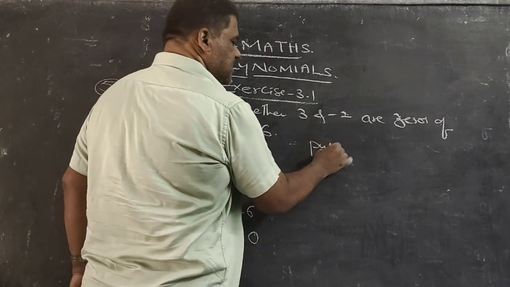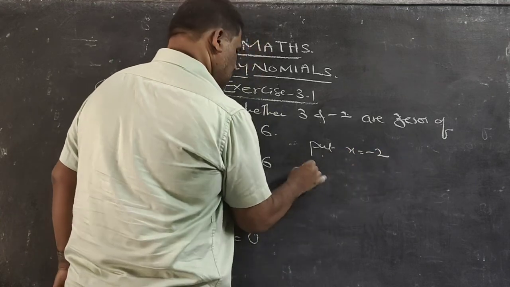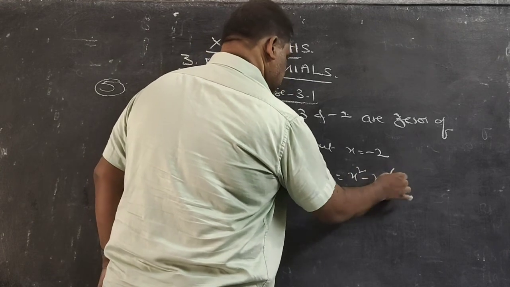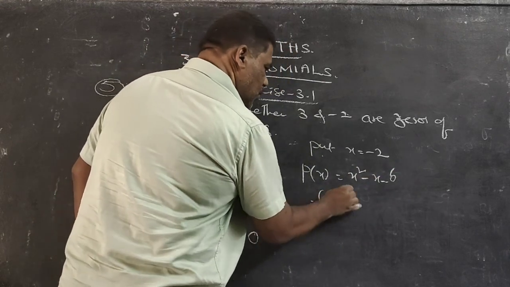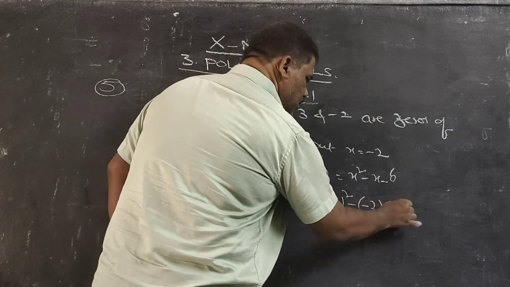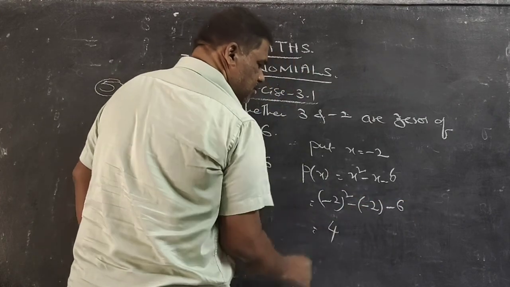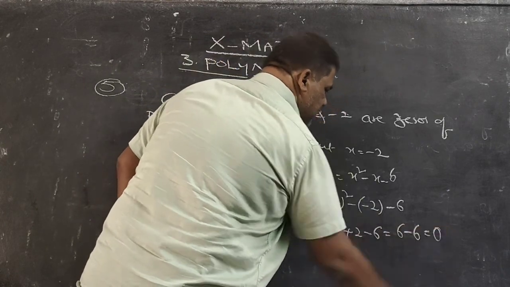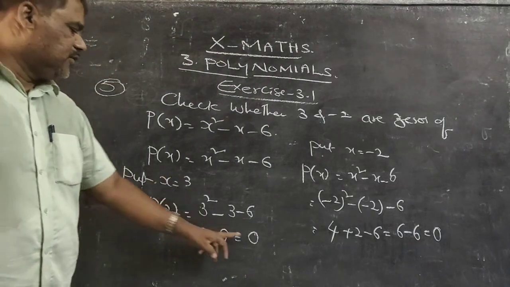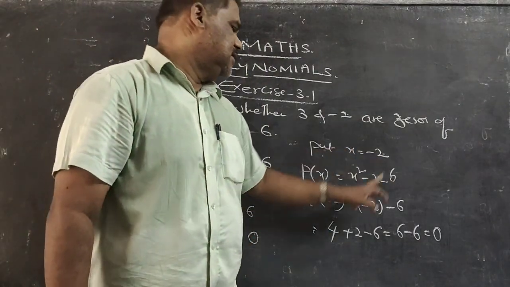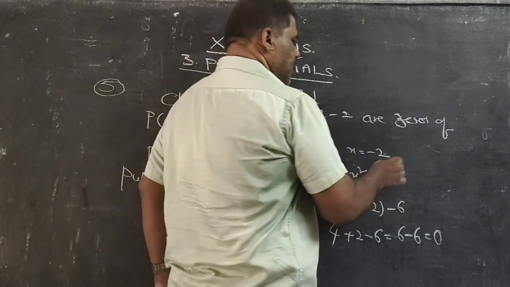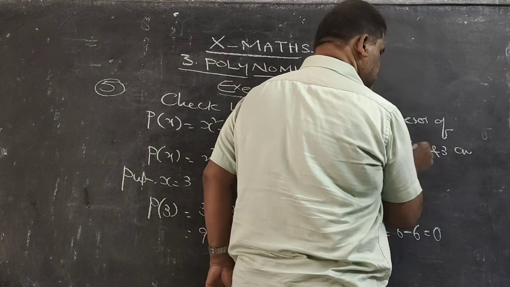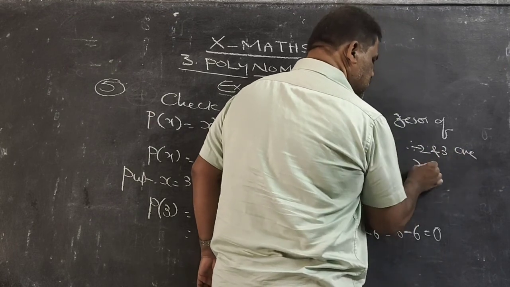Next you substitute x is equal to minus 2. P of x is equal to x square minus x minus 6. That is minus 2 whole square minus of minus 2 minus 6. Minus 2 whole square is 4. Minus into minus is plus 2. That is, we are getting 6 minus 6, 0. On substituting x is equal to 3 we got 0. On substituting x is equal to minus 2 also we got 0. Therefore we can conclude that minus 2 and 3 are zeros of the polynomial.